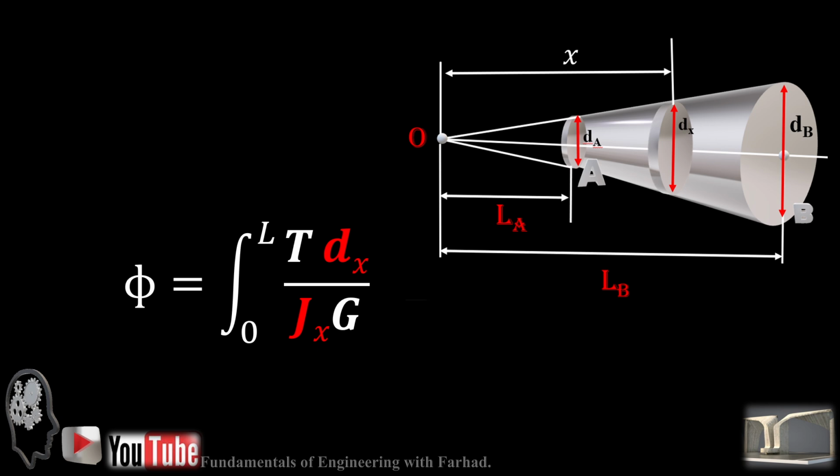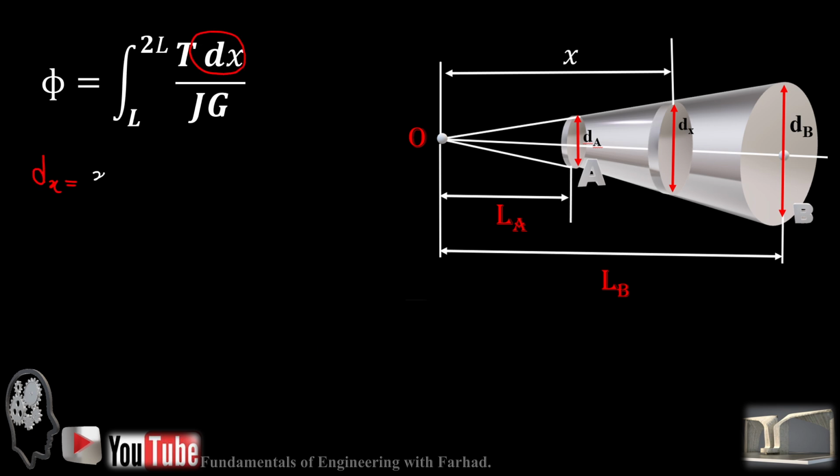So again, the angle of twist is the integration in a variable cross section, in our case from 0 to L or from L to 2L, T dx over JxG. So in our case, it's just from L to 2L. Our origin is here, LA is equal to L, and LB is equal to 2L. Then in the numerator T dx over G times J. We know what our limits of integration are.